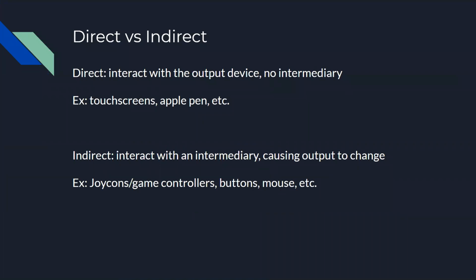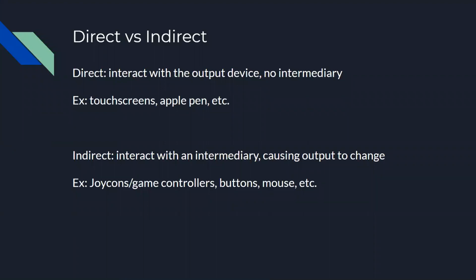Direct input, you're interacting with your output device directly with no intermediary in between. So you're directly applying your input onto your output device. Some examples are the touch screen where you're directly applying your finger, or an Apple Pen where you're applying the tip of the pen onto your iPad or some type of device.